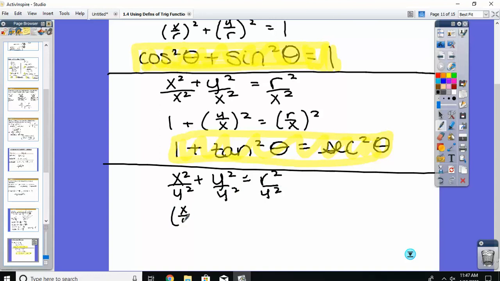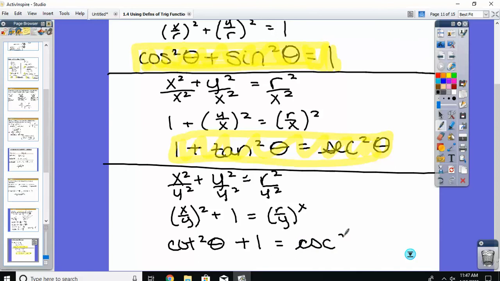So we have x over y squared plus 1 equals r over y squared. X over y is cotangent. R over y is cosecant. So that's the third one: cotangent squared theta plus 1 equals cosecant squared theta.